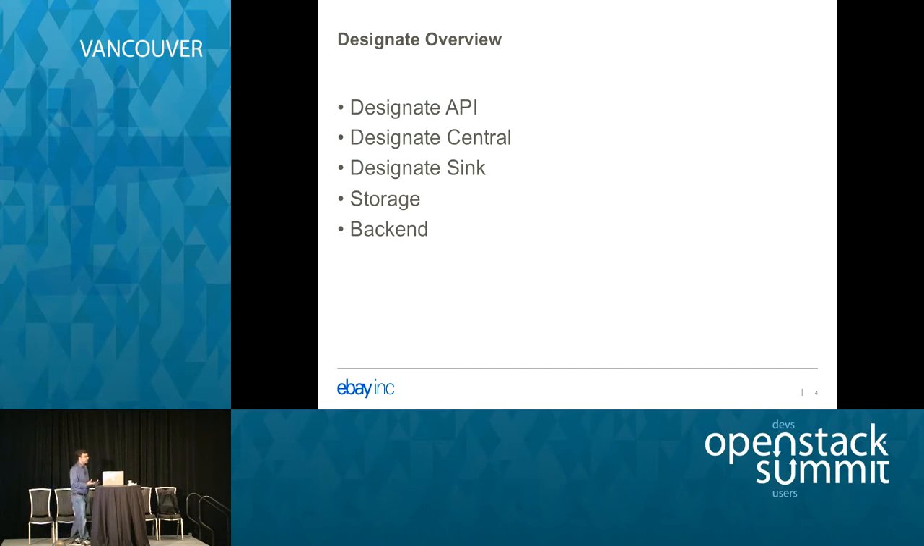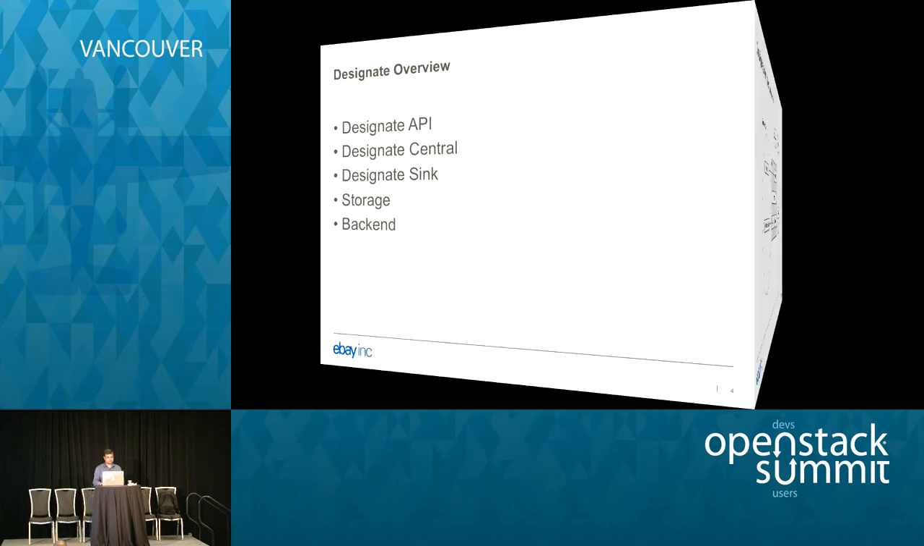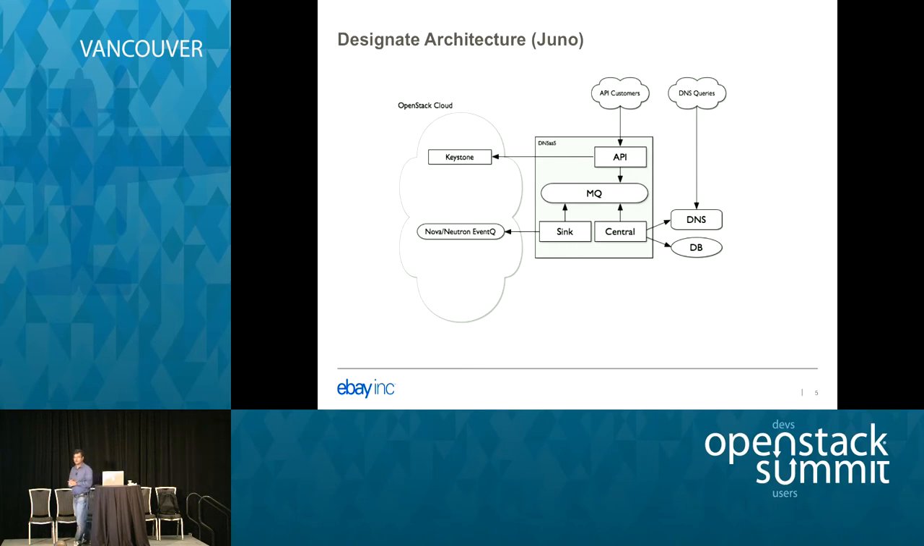Then there's a storage component in Designate, which the central component talks to. It's the underlying database that's the source of truth for Designate. And the backend component is basically your DNS name server that has the data. So these are the various components in Designate. So let's look at an architecture overview of how Designate looks. This is the Juno release. In the Kilo release a few things have changed, but we will look at the Juno release and how it looks.